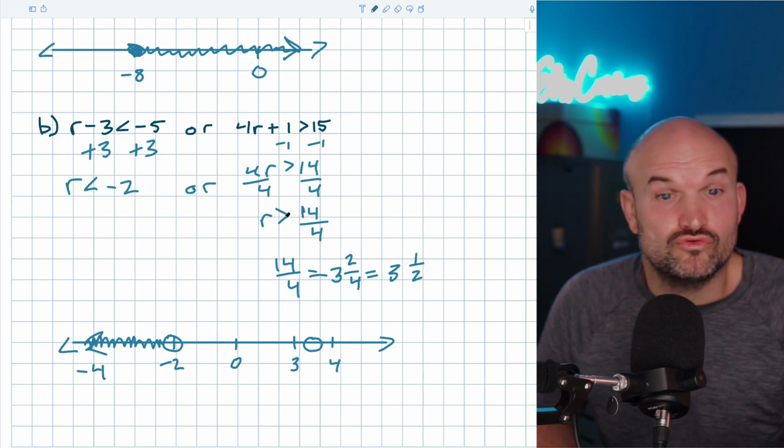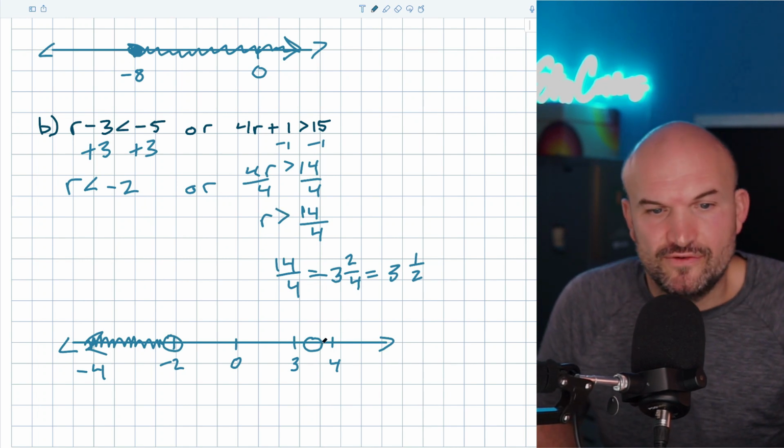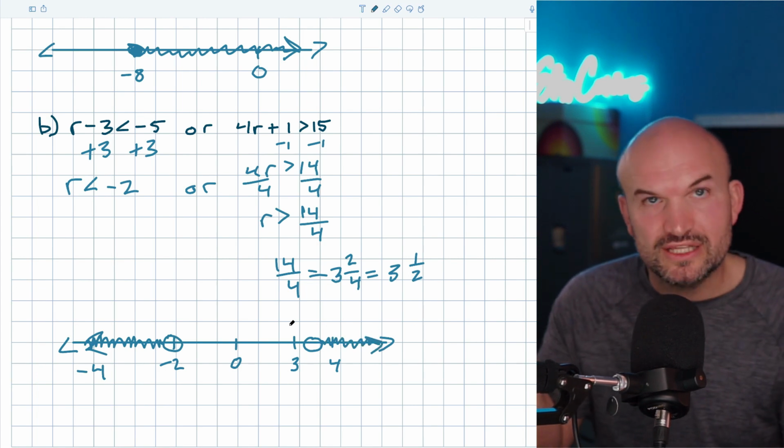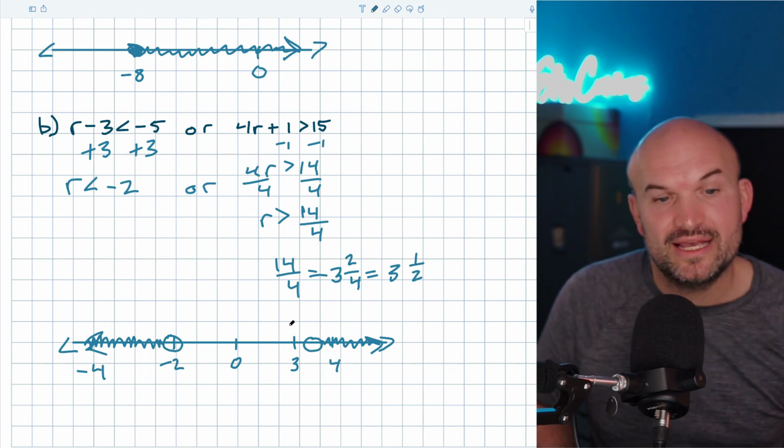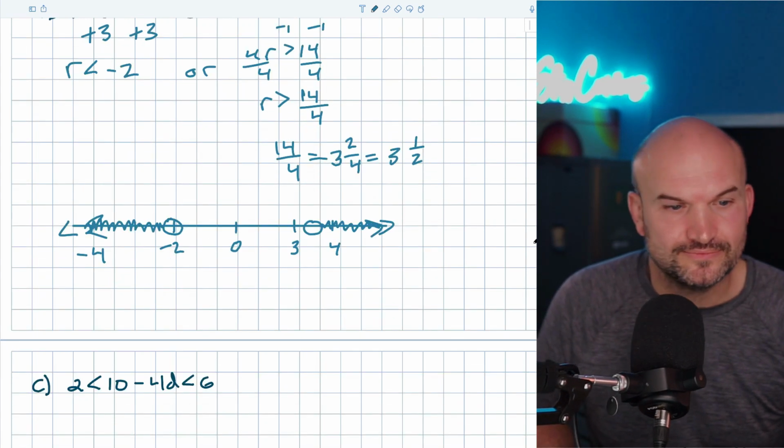Here it's saying r is greater than 3 and 1/2. So therefore that's going to be values that are going to the right. Okay. So again, we're going to keep both of them on there because one or the other or both can be true in this case.